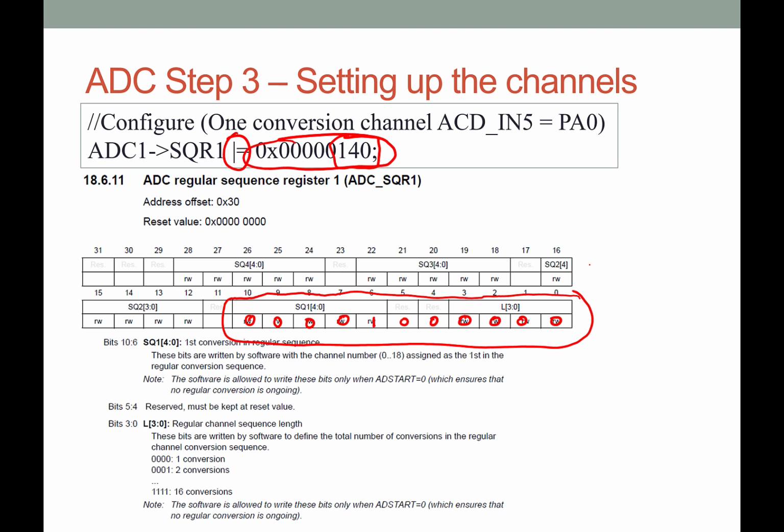Okay, this SQ1, SQ2, SQ3, SQ4, that corresponds to, if you're doing a scan mode, which groups of channels do you want to actually convert. So you can see it says SQ1 4 to 0, first conversion in regular sequence. These bits are written by software with the channel number 0 to 18 assigned as the first in the regular conversion sequence. So this is the first channel that's going to get converted. Well, we want to convert what's on PA0, which is channel 5.